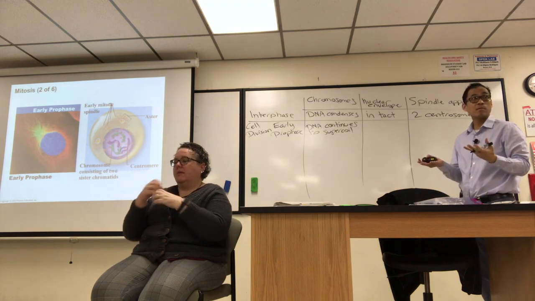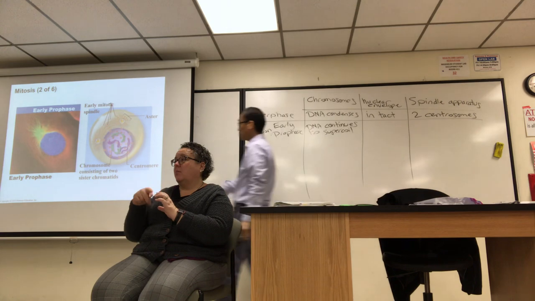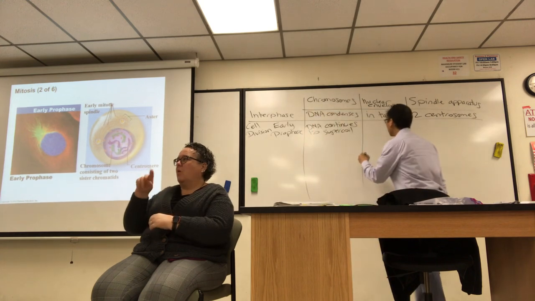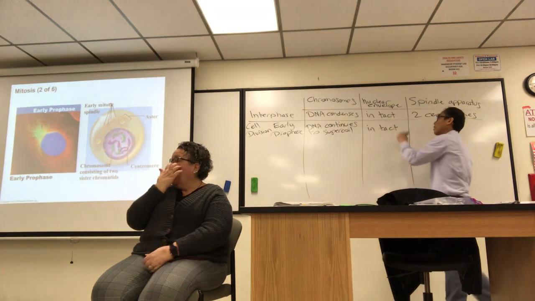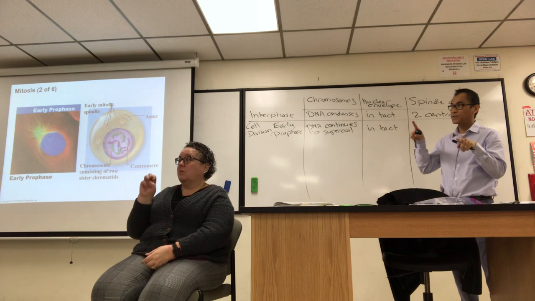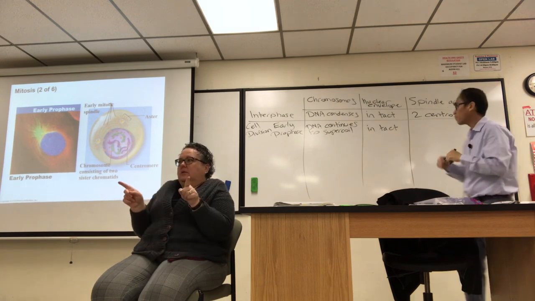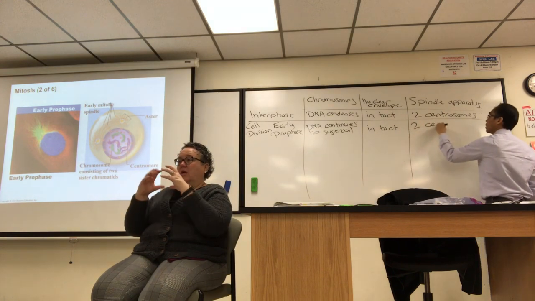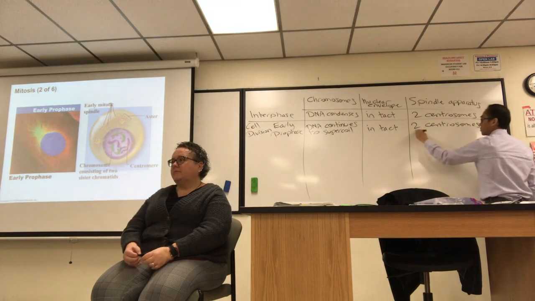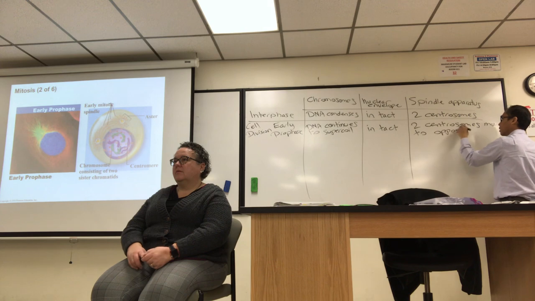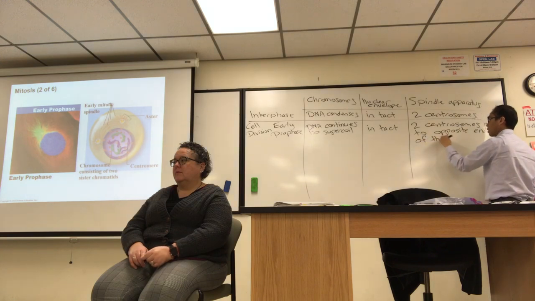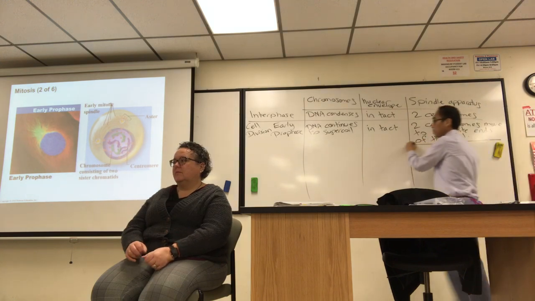The nuclear envelope's still there. I still see it. In case you don't know, this envelope that's surrounding the chromosomes is what I'm talking about. It's still there. And what's happening is the two centrosomes start to move to opposite ends of this cell that's going to divide. Two centrosomes move to opposite ends of the cell.